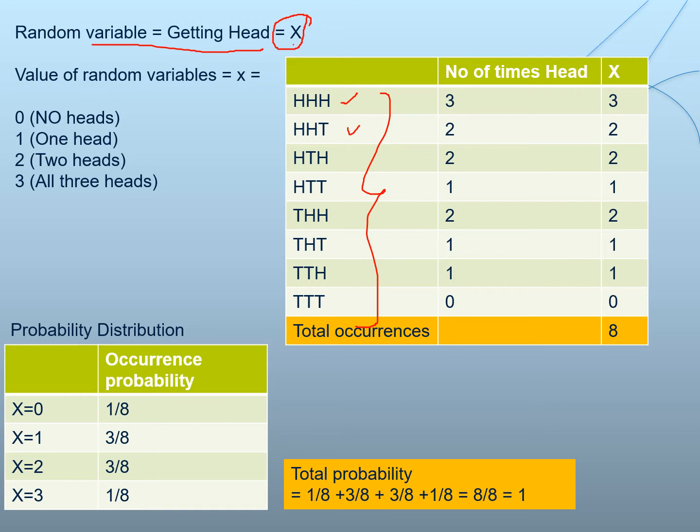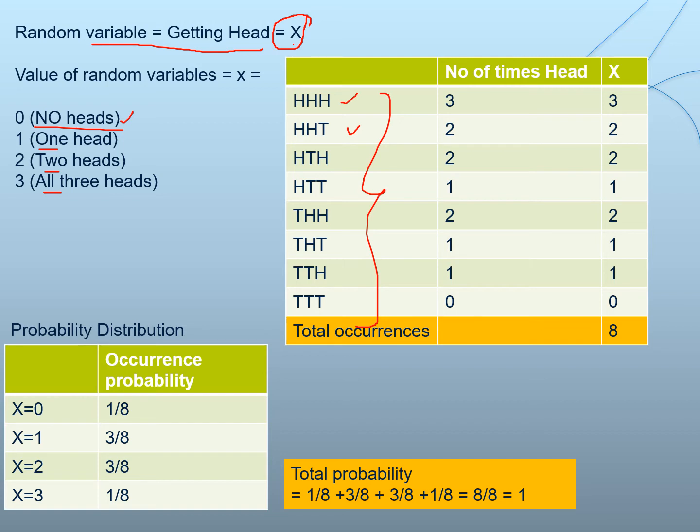Okay, so X is getting head, and what are the values of the random variable? So we can get 0 because no head. If there are no heads, then you can have 0 as a random variable, 1 is one head, 2 is two heads, and 3 is three heads. So you can have four different outcomes, right? So you can have 0 heads, 1 head, 2 heads, and 3 heads. So these are the possible outcomes. So you can have only four discrete outcomes, right?